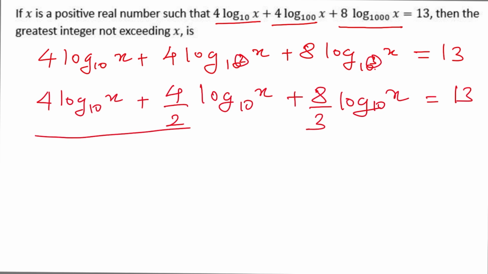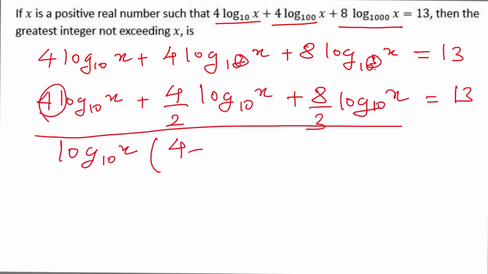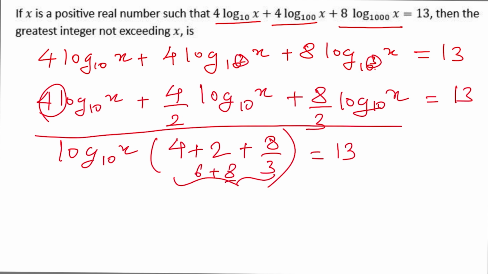Now, from these three terms, I can simply take log x to the base 10 common. Log x to the base 10 is taken common. Now, 4 remains in the first term, 4 by 2, 2 remains in the second term, plus 8 by 3 remains in the last term. This entire thing is 13. Now we have to add these. We get 6 plus 8 by 3. 3 sixes are 18 plus 8 is 26.